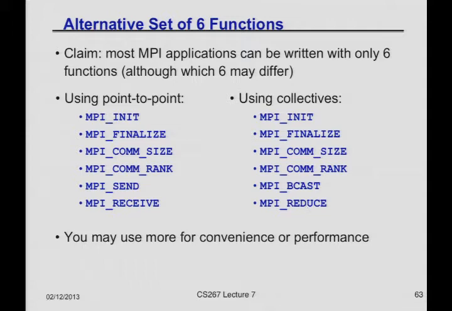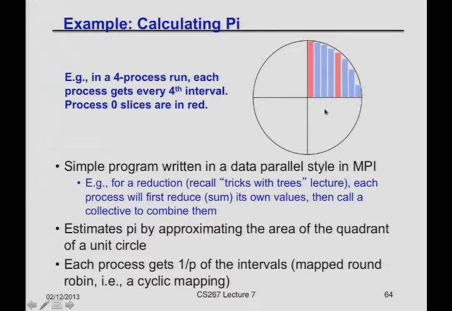But let me just use broadcast and reduce to write a very simple program to compute pi by basically computing the area of a unit circle. I'm going to run a very simple integration scheme to compute the area of the first quadrant and multiply it by 4. If I have 4 processors, I'm just going to take a Riemann sum of this little quadrant. Each processor will get every fourth one of these little tall, skinny rectangles, and it will sum the area of that.